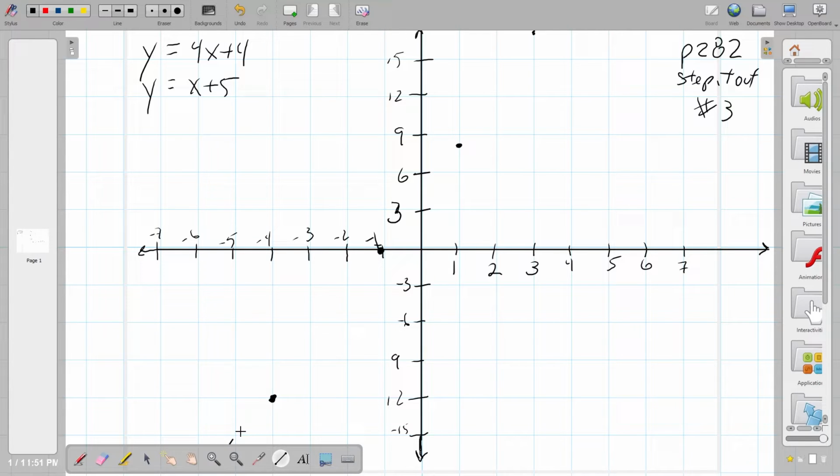That's horrible. Horrible. Draw our line. Still not perfect, but you get the idea.